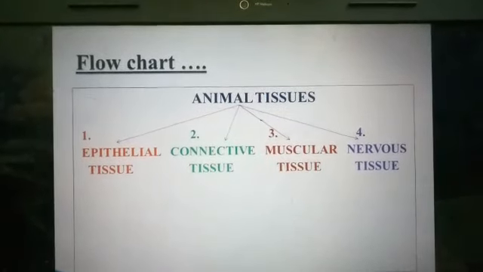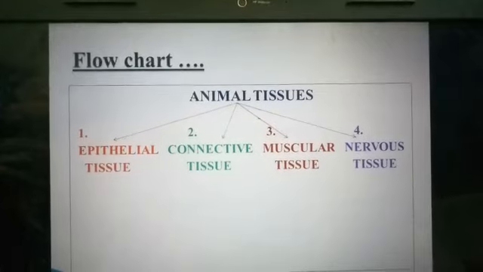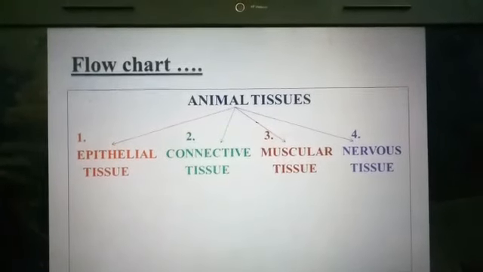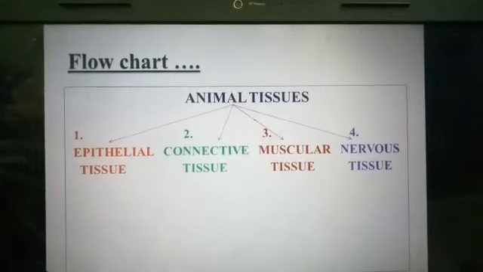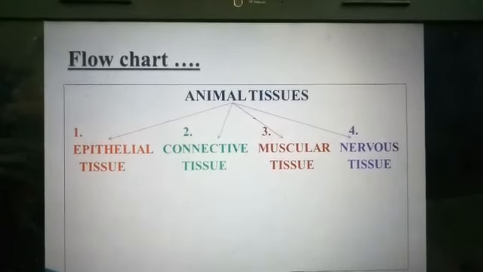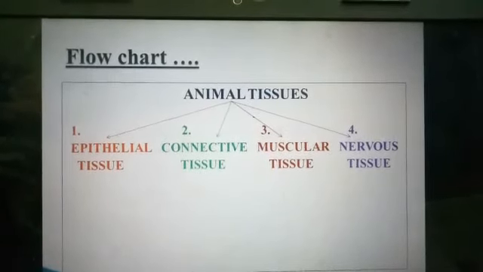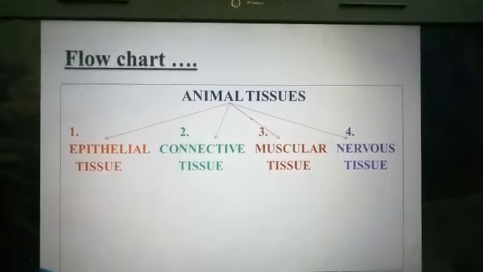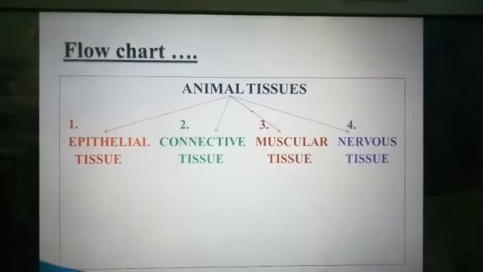And first we are dealing with the animal tissues flow chart. So here beautiful colors are there. Number first, total 4 types are there. Number first is epithelial tissue. Number second type of animal tissue is connective tissue. Third is muscular tissue, and fourth is nervous tissue.